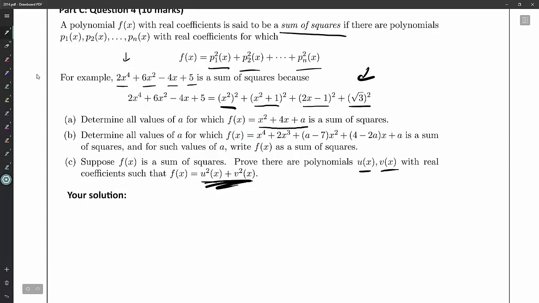Alright, now b involves a quartic, so it should be a little harder. We've got x to the 4 plus 2x cubed plus (a minus 7) x squared plus (4 minus 2a) x plus a. Well, again, we might think about plugging in certain values. If I plug in x equals 0, the only thing that's left is a, so a definitely has to be positive. So might we get a range of inequalities and then certain cases as to how to break things down? Certainly possible.